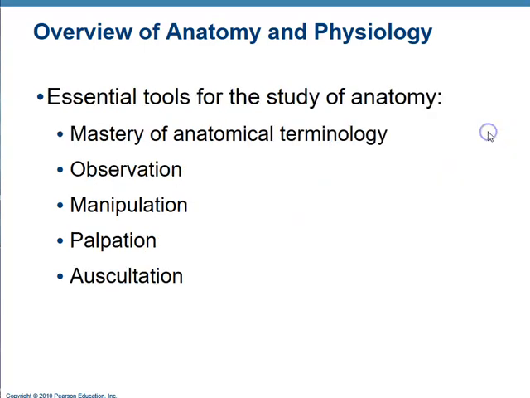Now, the essential tool for anatomy is usually mastery of the terminology. That's really what anatomy is: learning those names and what they mean and how it all goes together. This whole first chapter is essentially about learning the verbiage, the language of anatomy and physiology. Anatomy is a lot about observation, manipulation, palpation, and auscultation, so how it sounds.